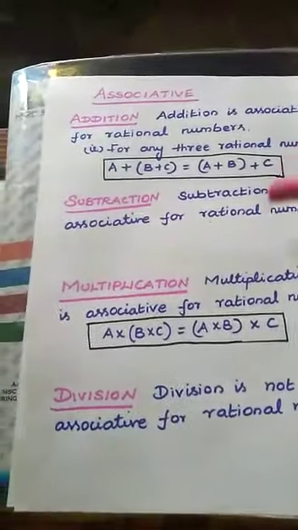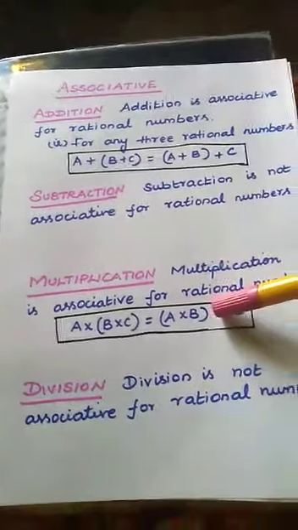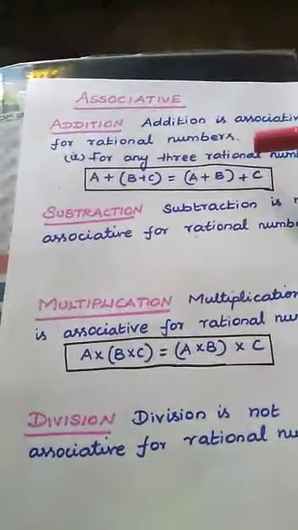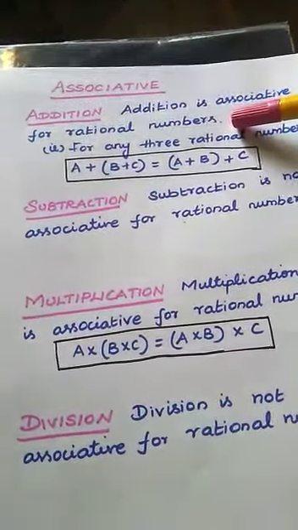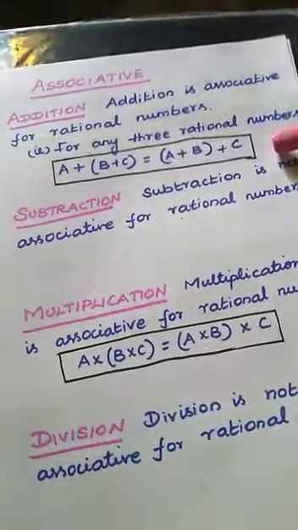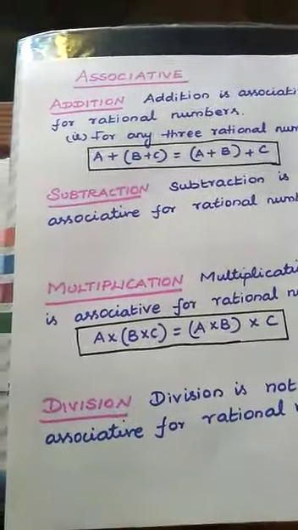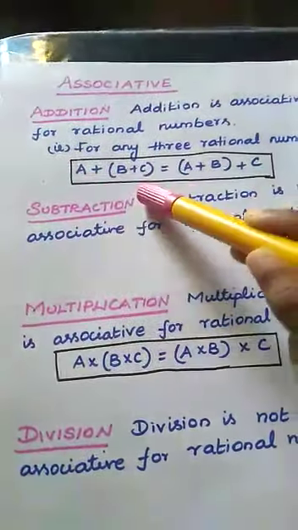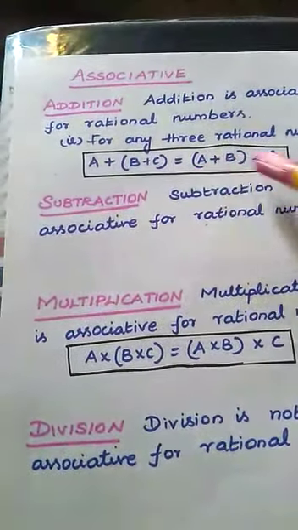The next one is associative property. Associative property is also true in addition and multiplication only. It is not true in subtraction and division. In commutative property we use two values A and B only. In associative property we have to take three rational numbers. I am taking A, B and C. So A plus (B plus C) is equal to (A plus B) plus C.